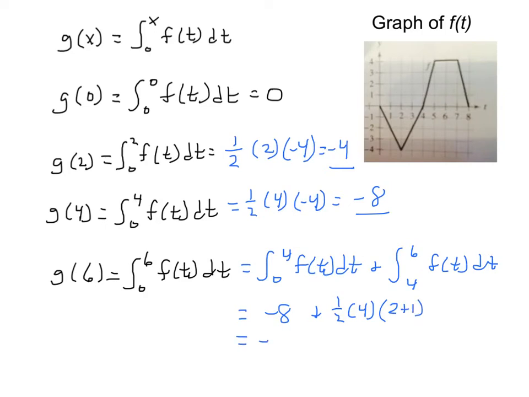And so what I get is -8 plus 1/2 times 4 times 3, which is going to be 6, which equals -2. So g of 6 comes out to be -2.